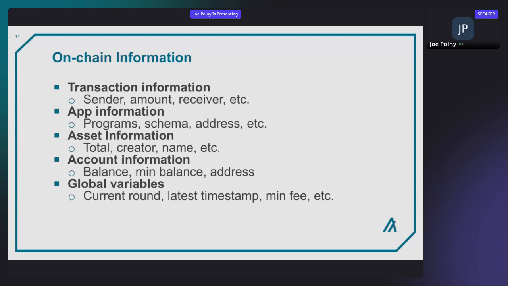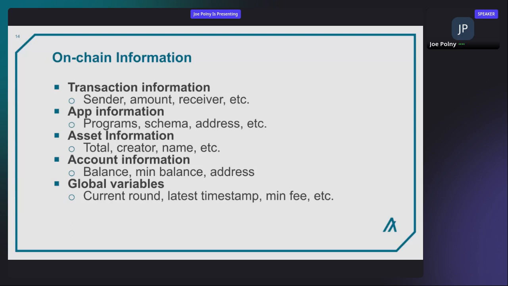within the logic of the smart contract. So in addition to transaction information, we also have information about applications. So you can get information about the programs itself. So what kind of logic is executing. You can get the schema. You can get the address of the application. So this is the account that the application can spend from, and all sorts of various information about the application itself.